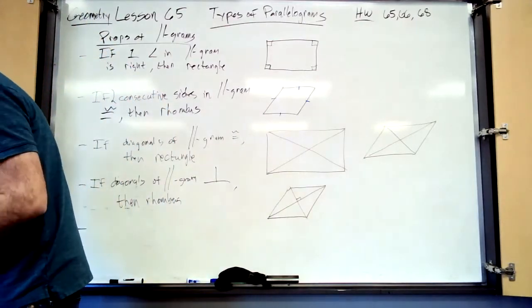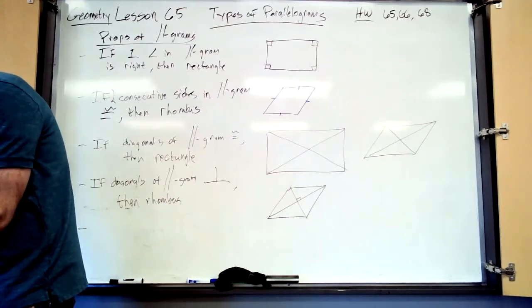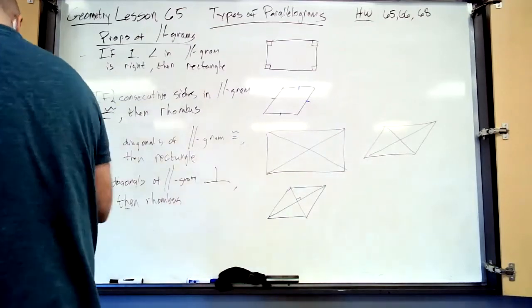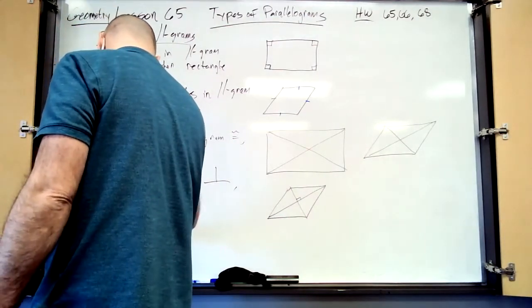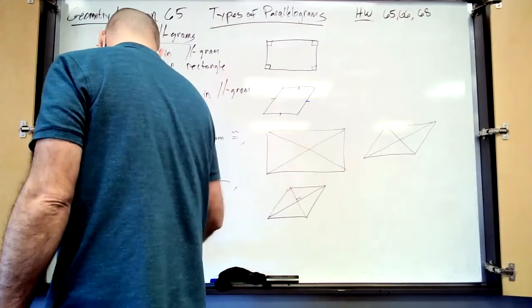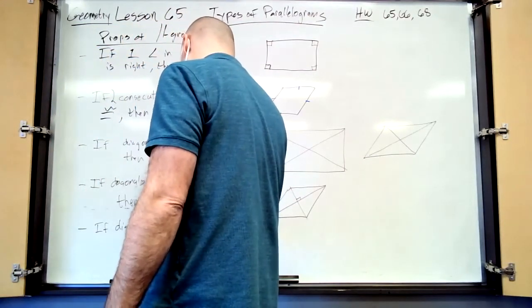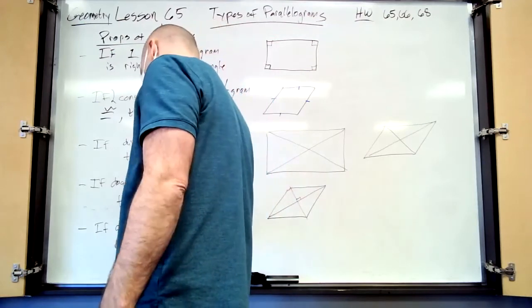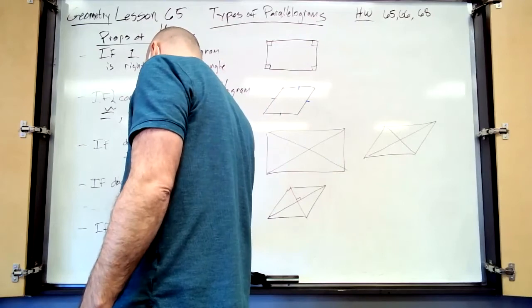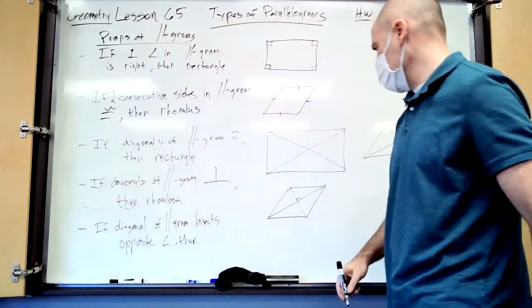If a diagonal in a parallelogram bisects the opposite angles, then what happens? If a diagonal of a parallelogram bisects the opposite angle, then what is it?